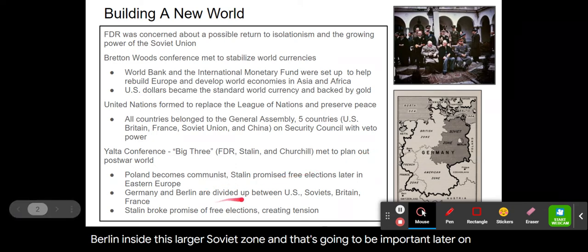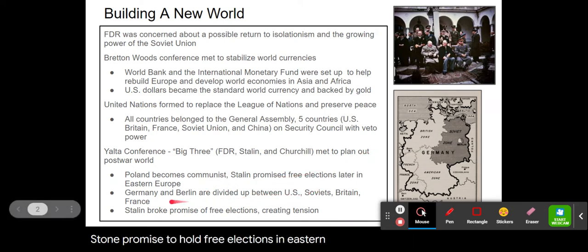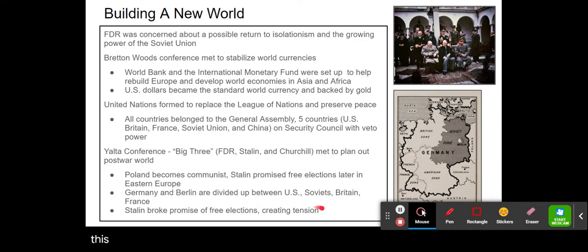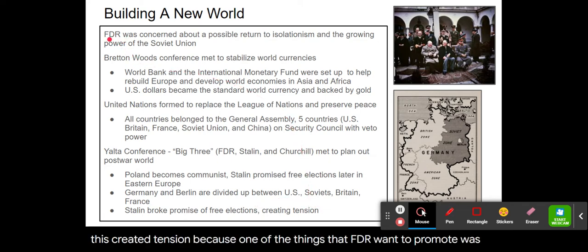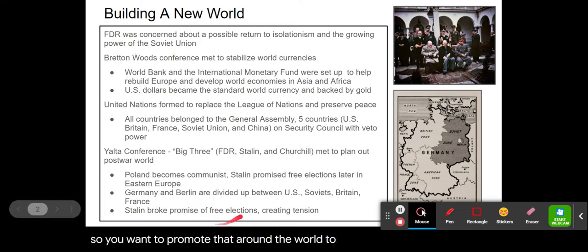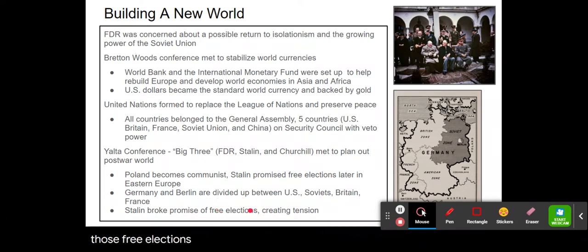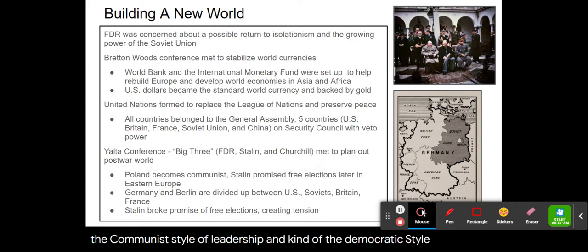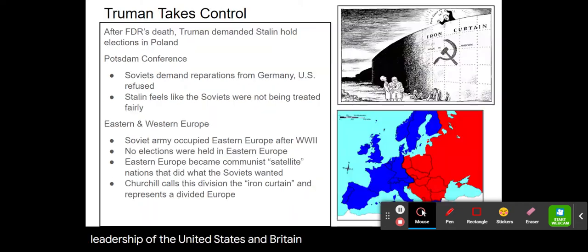So when Stalin promised to hold free elections in Eastern Europe, he never did, right? And this created tension because one of the things that FDR wanted to promote was democracy, right? Because the United States and Britain were democracies, and so he wanted to promote that around the world. So when Stalin didn't allow those free elections, it created tension and highlighted the differences between the communist style of leadership and the democratic style of leadership of the United States and Britain.